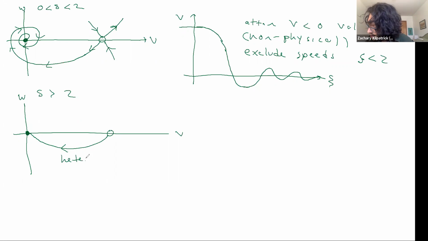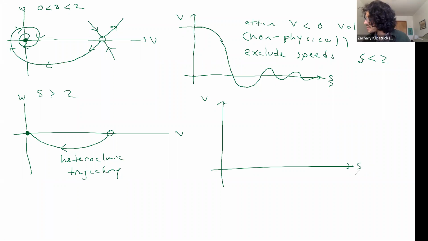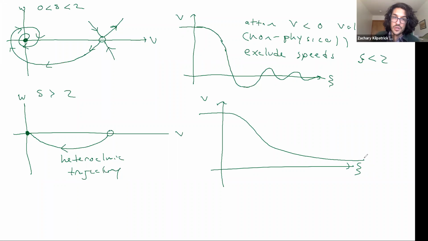So this is our heteroclinic trajectory, okay? And this has the shape of a physical traveling wave, right? So V of psi now has a nice approach down, and you approach V equals 0, but never get below V equals 0 in this case, okay? So you have a physical traveling wave solution. V is strictly greater than 0.